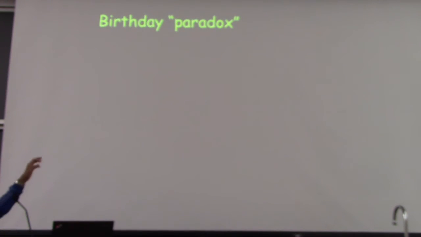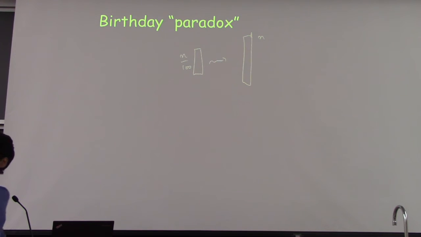Now this leads us to a question. If I had n balls going into n bins, there was with extremely high probability a collision. What if I had much fewer balls? What if I had n divided by 100 balls, and these were going into n bins? Would there still be collisions with good probability? What's your guess? You had n over 100 balls going randomly into this bigger space. Would there still be collisions with good probability?